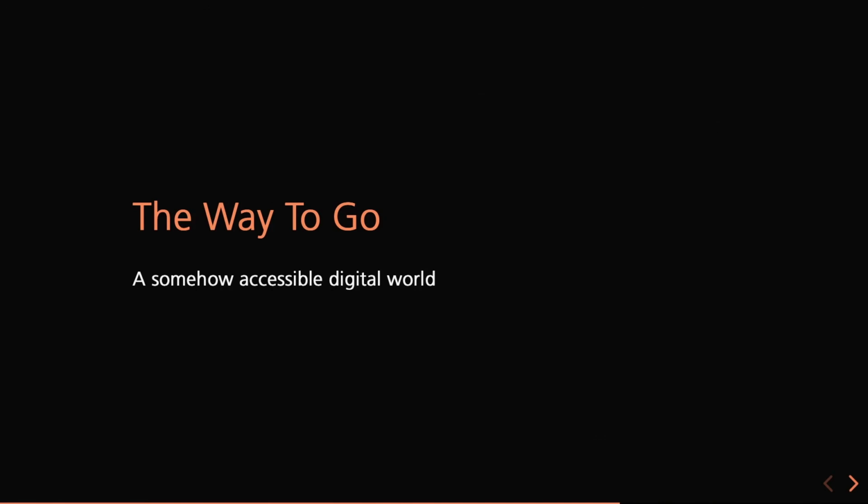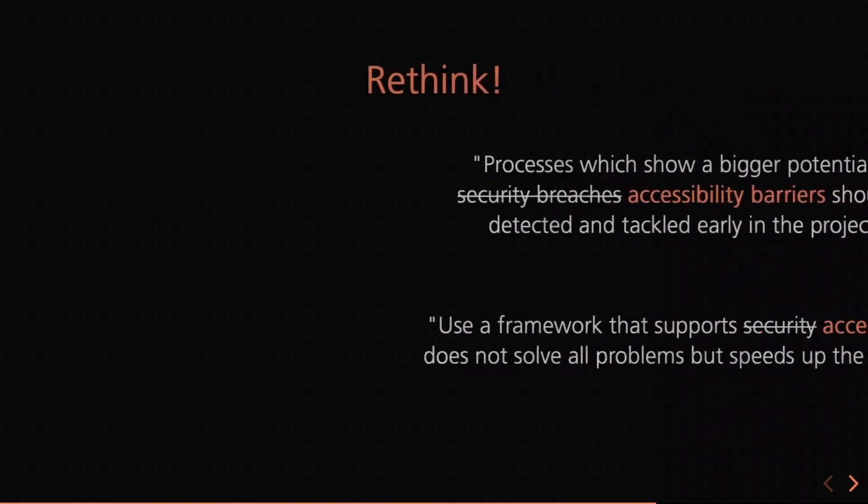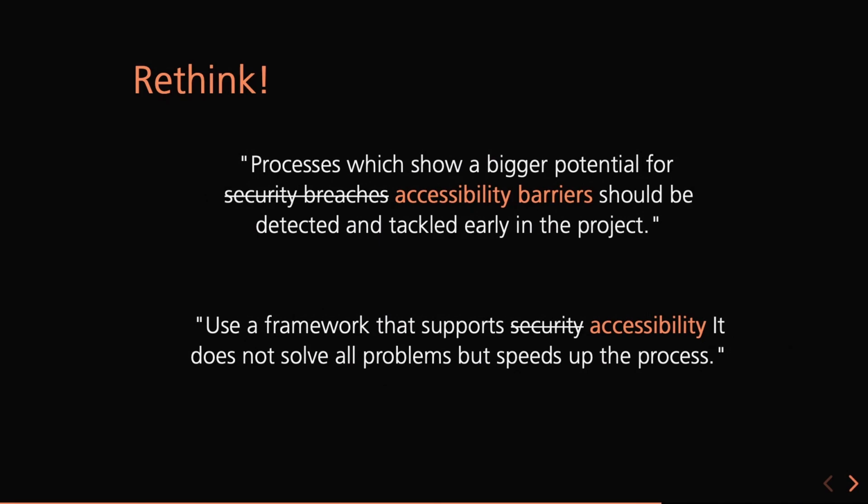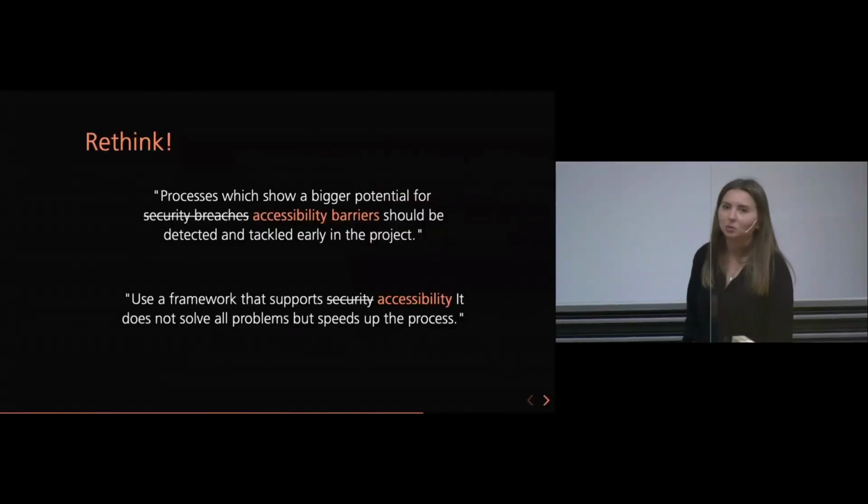Now, shortly, the way to go. What can we do to make everything more accessible? I think the first step would be to rethink everything. We chose those two examples, which are actually statements about security, and we found they're very fitting to replace with accessibility words. The first one is: processes which show a bigger potential for security breaches should be detected and tackled early in the project. That's obviously true, but it should also be true for accessibility, so that you identify the barriers very early in the process and tackle them early.